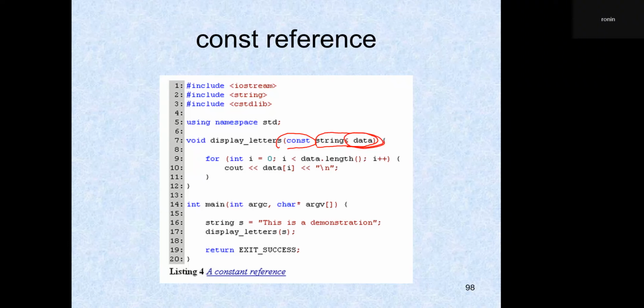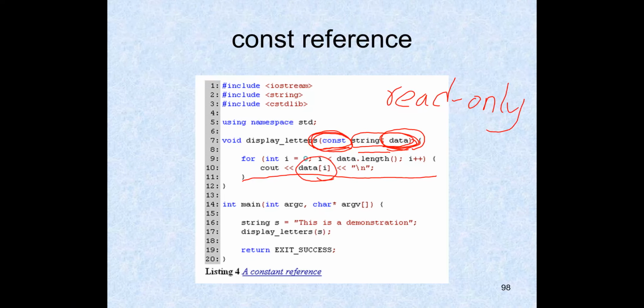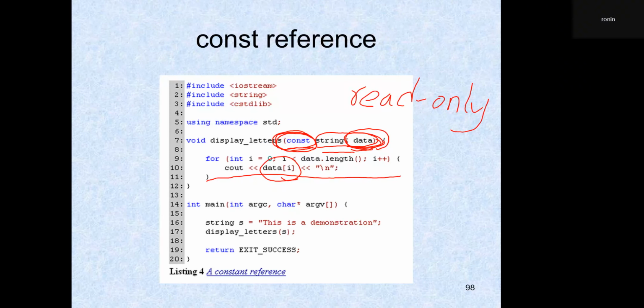Look here. This data is passed by reference, and we use const to describe this parameter. In this function, data is read only. You can read, but you cannot change data's value because it is const. You cannot modify data. So if you don't want the function to change the original value, you should use const to describe this parameter. In your function, if you try to modify this data's value, it will cause a compile error.